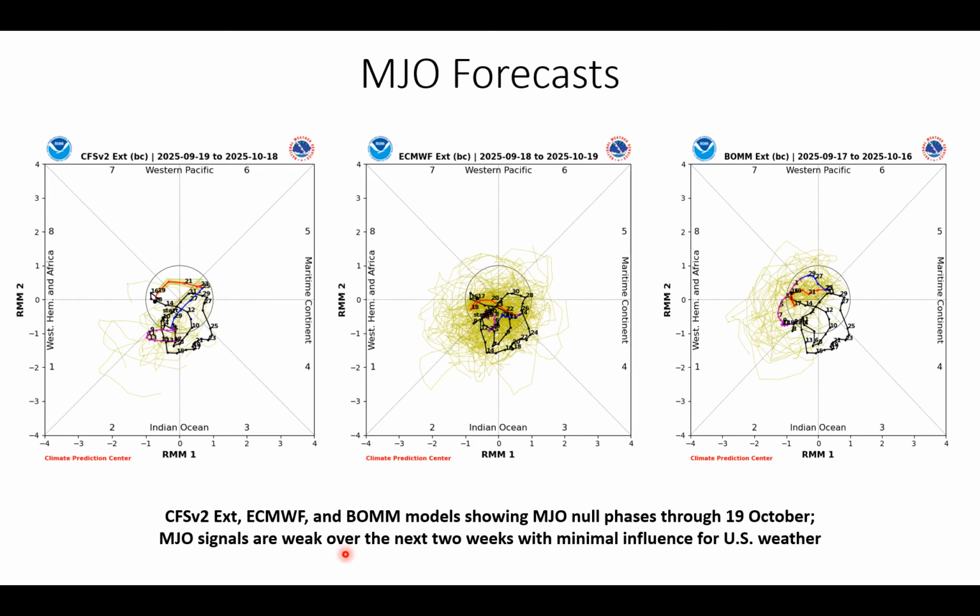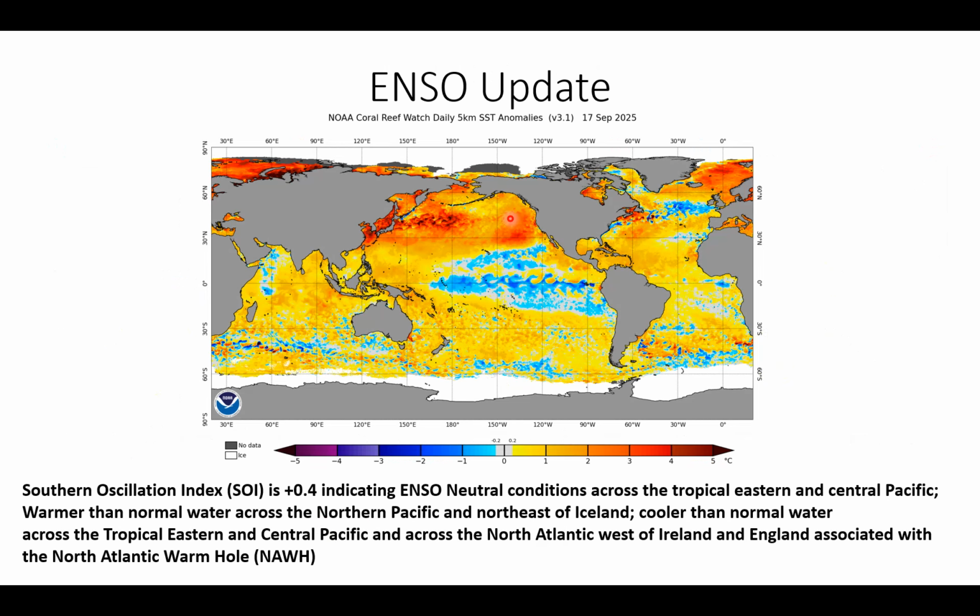But bottom line here, the MJO signals are weak on all the models over the next 2 weeks, with a minimal influence for the U.S. weather. If we look at the El Nino Southern Oscillation, the ENSO update, this is the latest, this is the most recent one I could pull for the NOAA Coral Reef Watch Daily 5-kilometer SST, sea surface temperature anomalies. This was back on the 17th of September, midweek this past week, and you notice some significant things going on across the Pacific Ocean in particular.